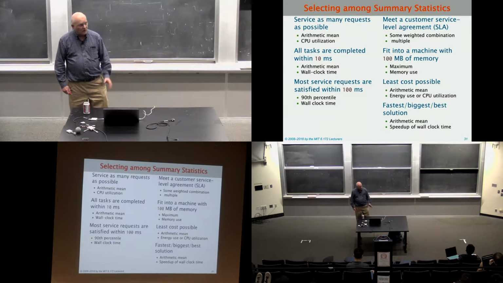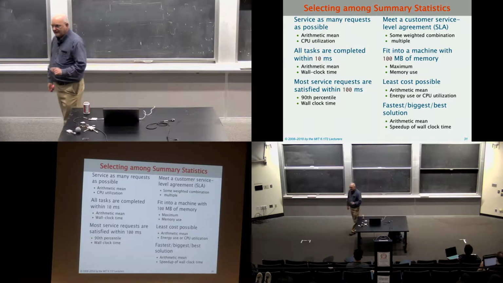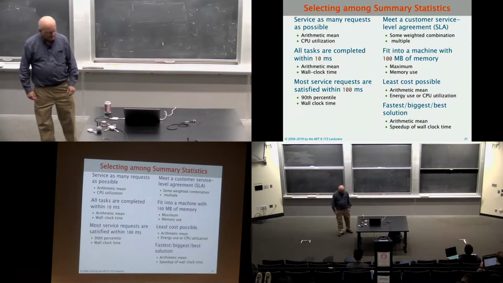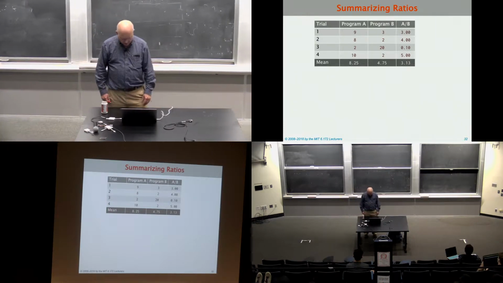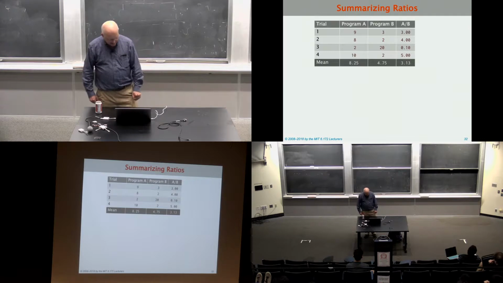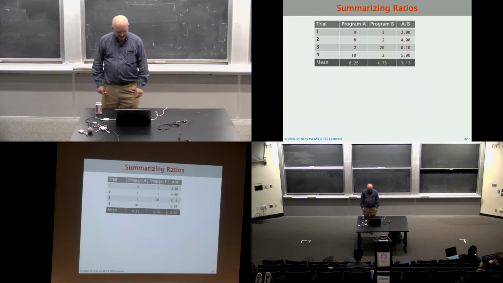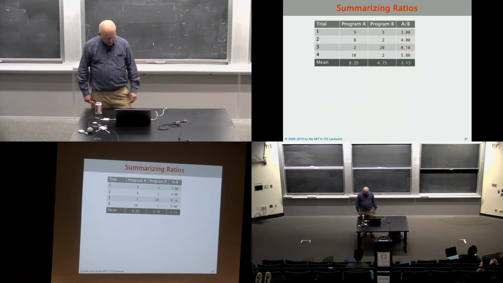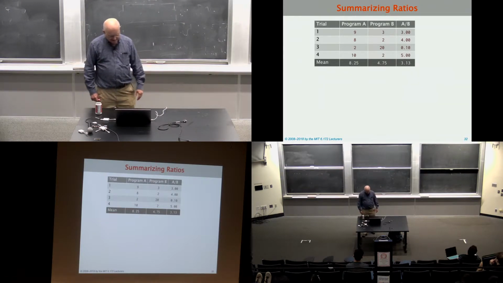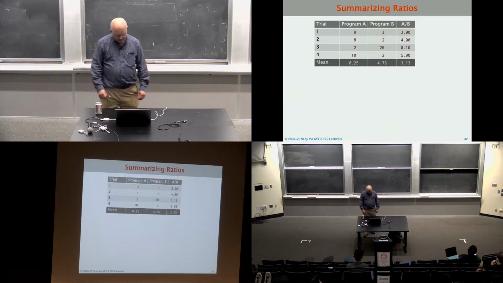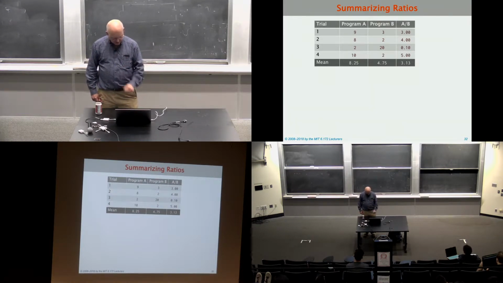I wanted to cover one particular example, which is the most common place I see a misuse of summary statistics. And that's when I'm summarizing ratios. Suppose I have two programs, A and B, and I run 4 trials. Normally you'd run a lot more, but I wanted to fit on a slide. Program A, on trial 1, took 9 seconds, say. On the other trials it took 8, 2, and 10. And program B is at 3, 2, 20, and 2.